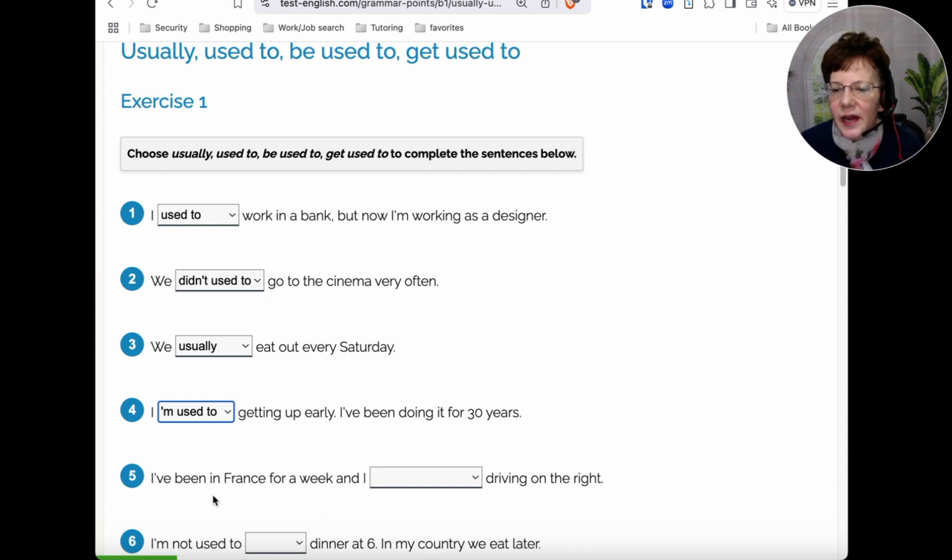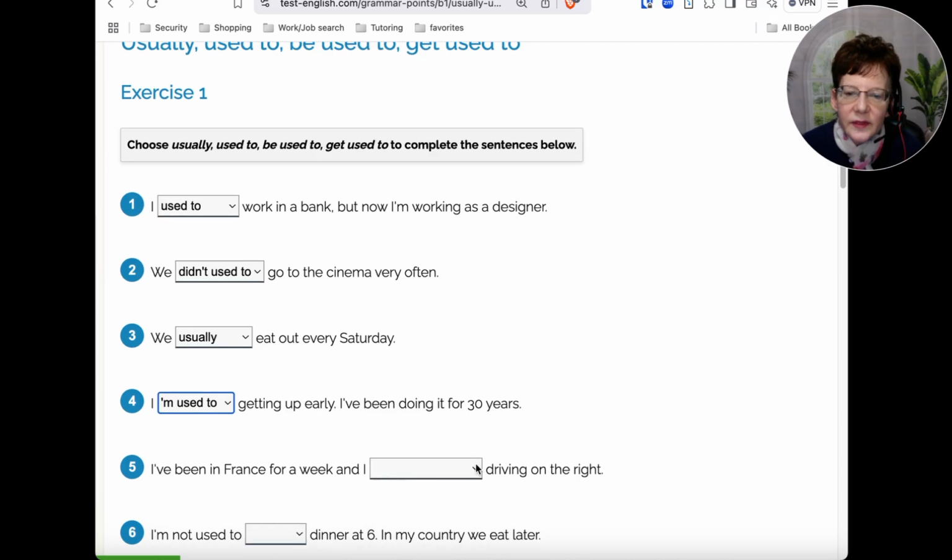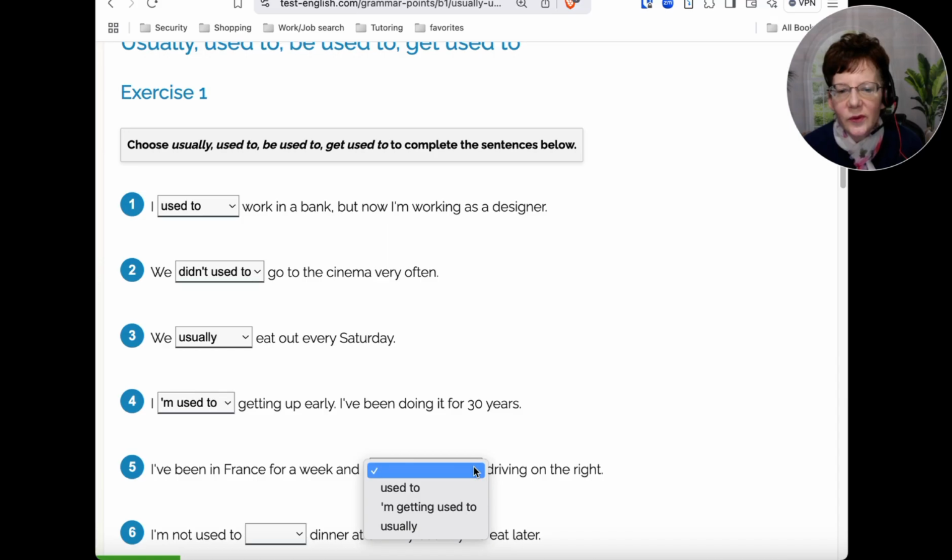Try that. I've been in France for a week and so got used to, am getting used to, or usually driving on the right.